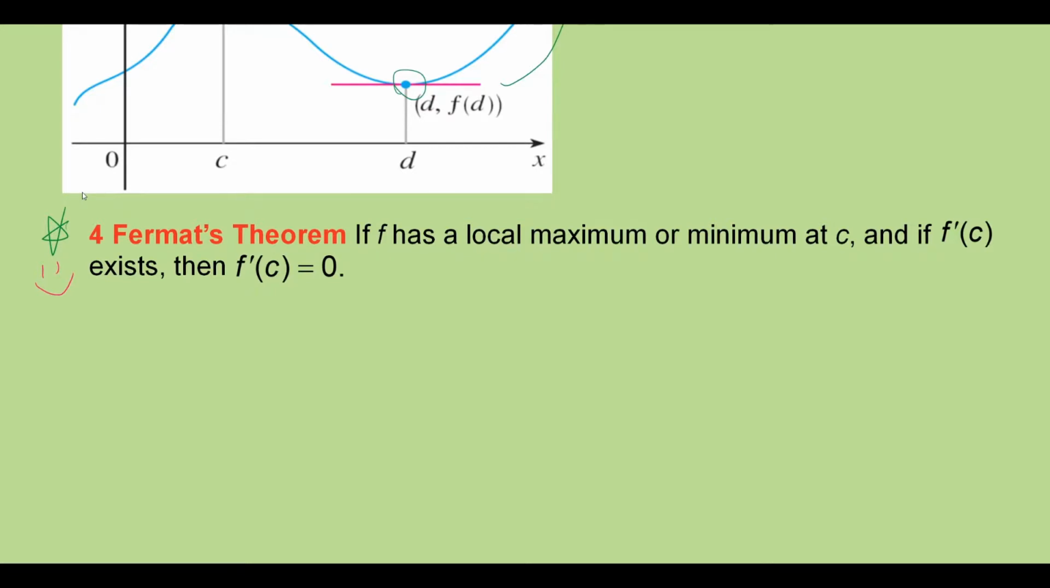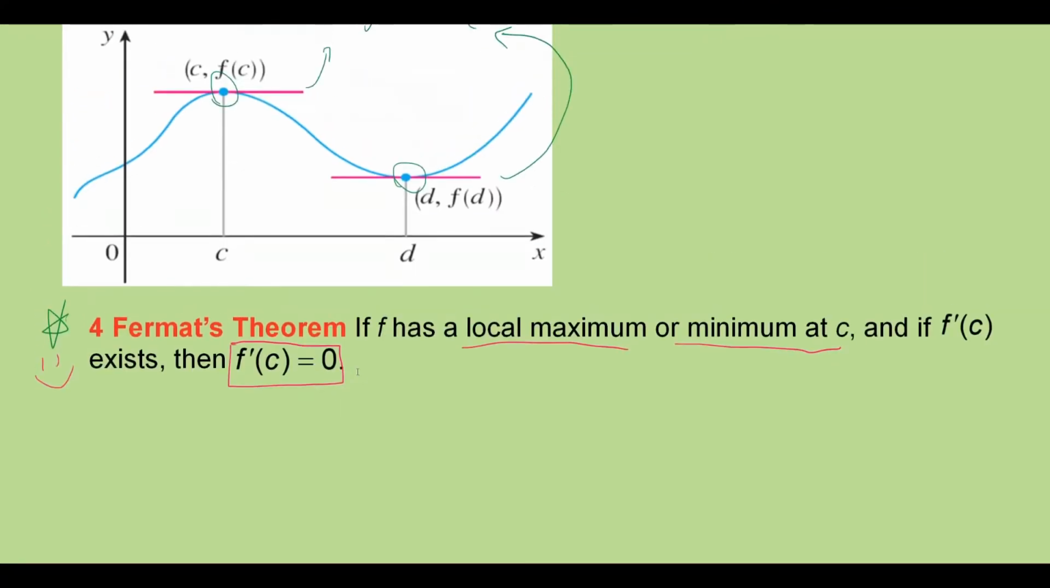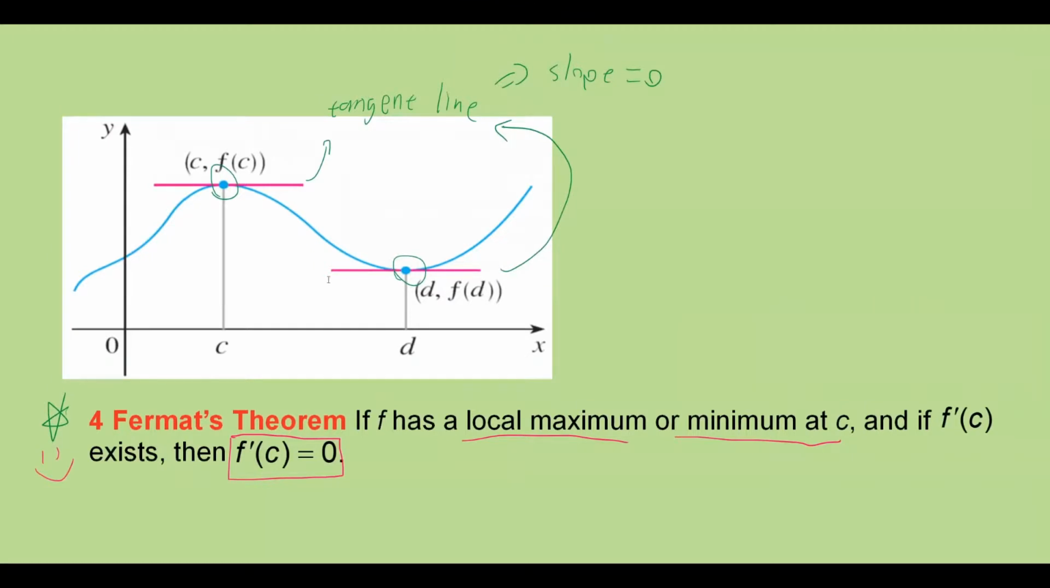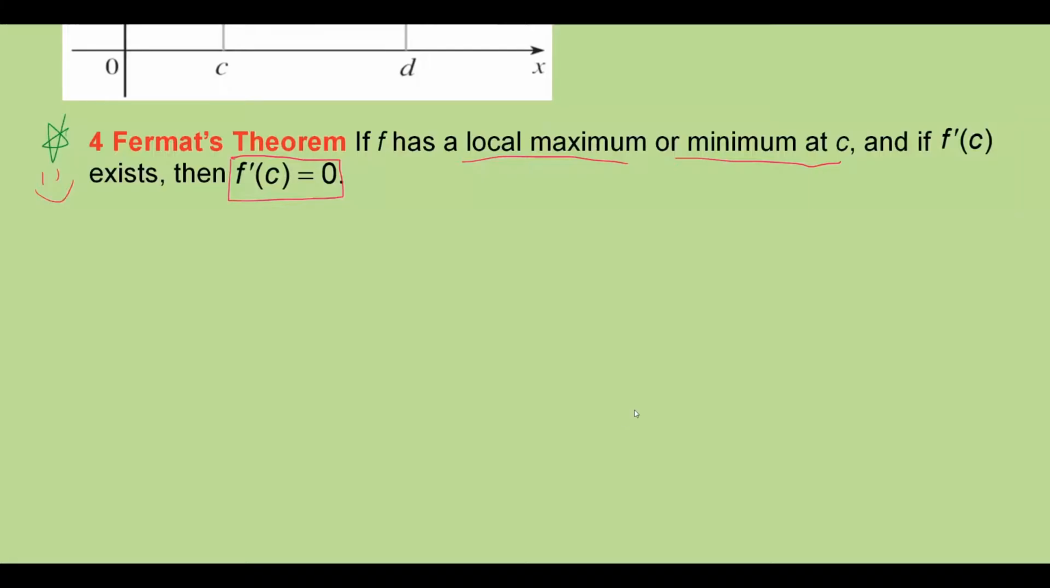Okay, it's saying that if we have local max or min, and we can find the derivative, then that derivative will definitely have to be 0 because the tangent line at a local max or min is a flat line, is a horizontal constant line. That means the slope of the line is 0, hence the derivative at those points will be 0 as well. So we know that if we can find a maximum or minimum, then the derivative will be 0.